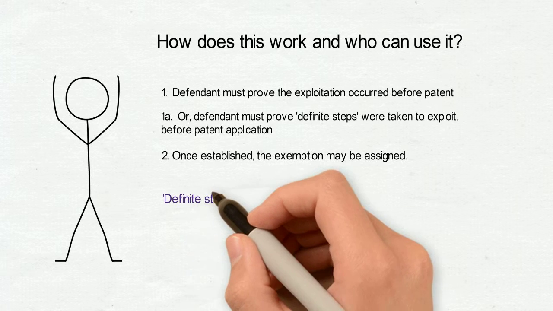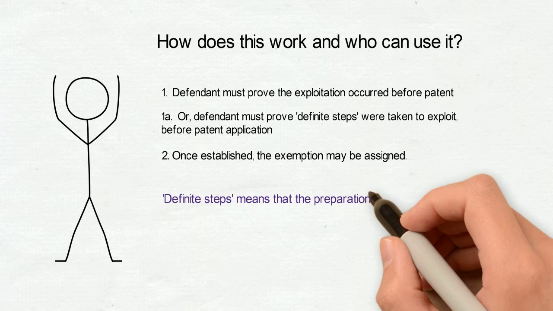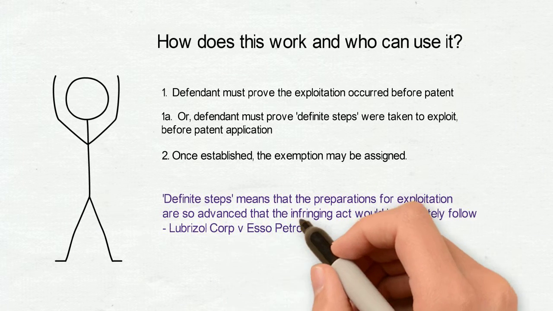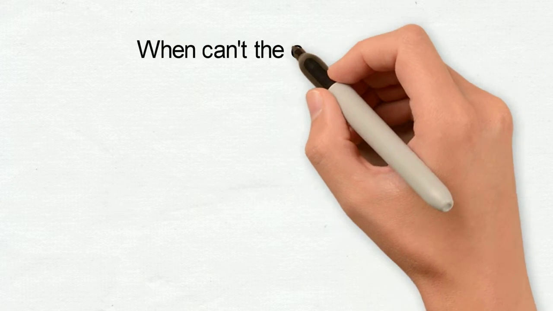Lubrizol Corp and ESSO applies definite steps to mean that the preparations for exploitation is so advanced that the infringing act would immediately follow. So when can this exemption not be used?